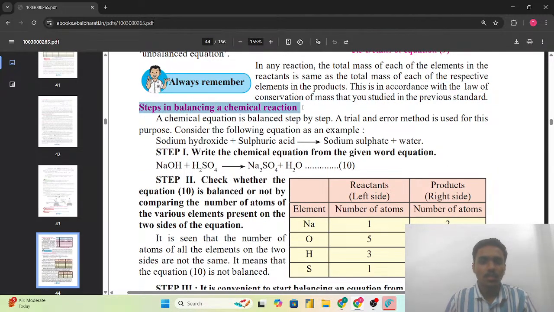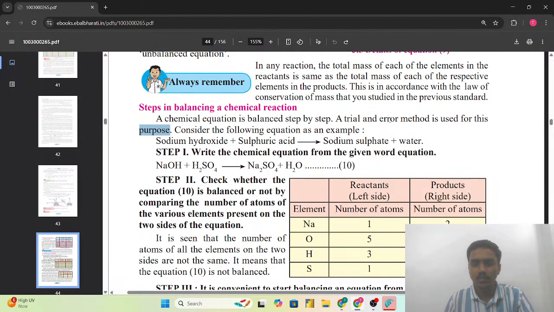स्टेप्स इन बैलेंसिंग केमिकल इक्वेशन, तो क्या स्टेप्स हैं कि हम केमिकल रिएक्शन को बैलेंस कर सकते हैं. So, a chemical equation is balanced step by step. A trial and error method is used for this purpose. मतलब trial and error method है, that we are using for balancing a chemical reaction. Consider the following equation as an example.